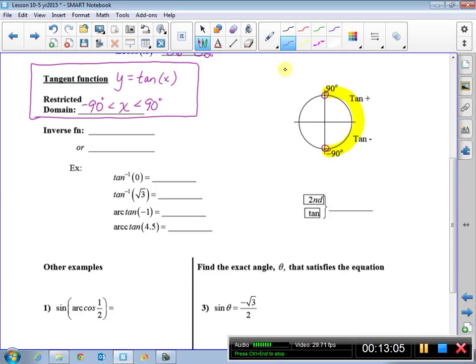Don't forget your degree symbols. I might have forgotten a couple. I want to be careful there. All right, and remember those values will become, this domain will become this range.